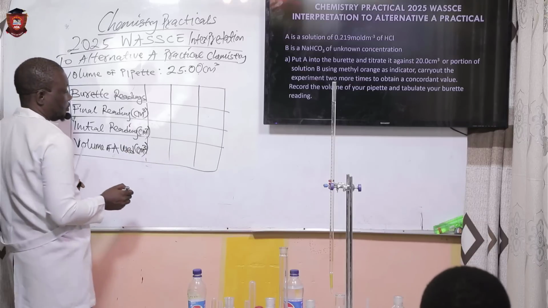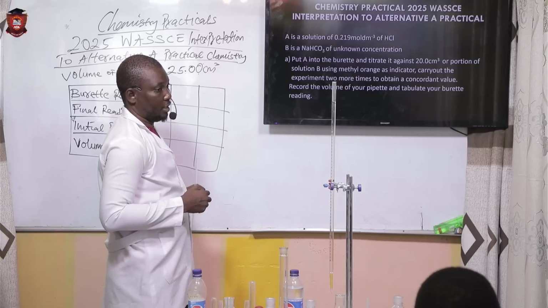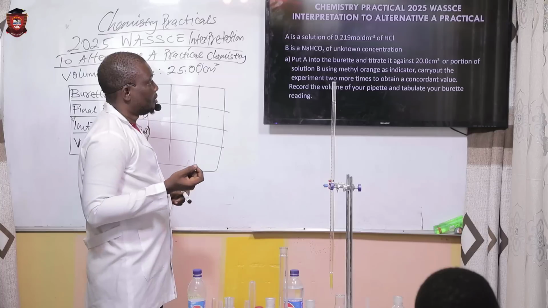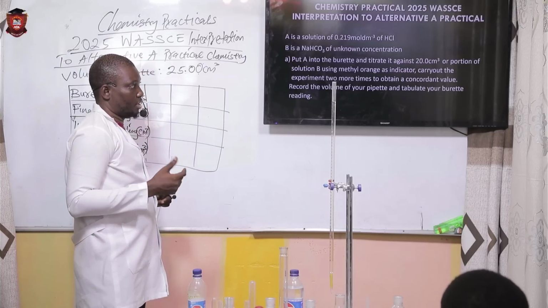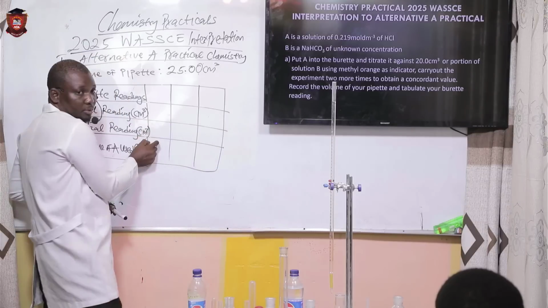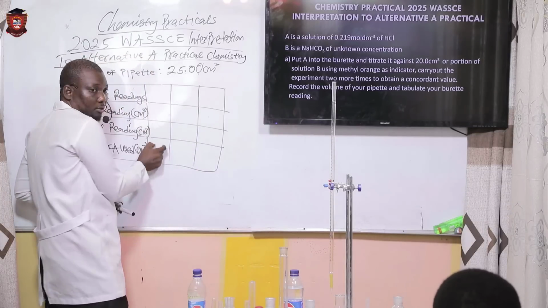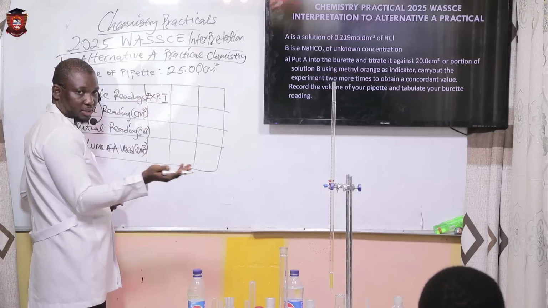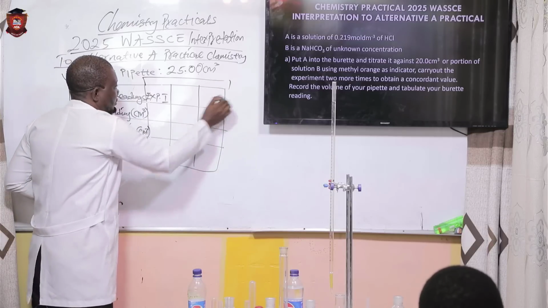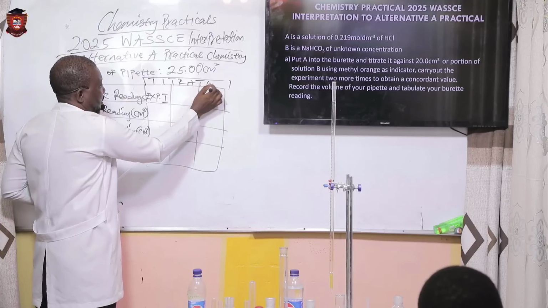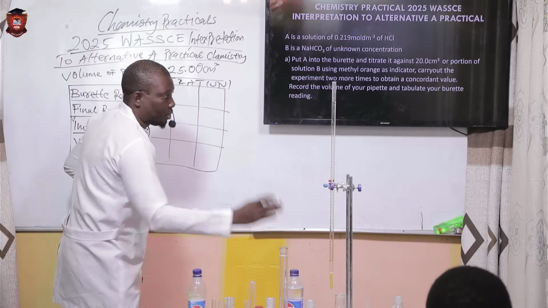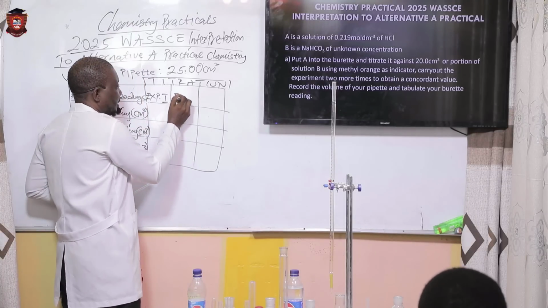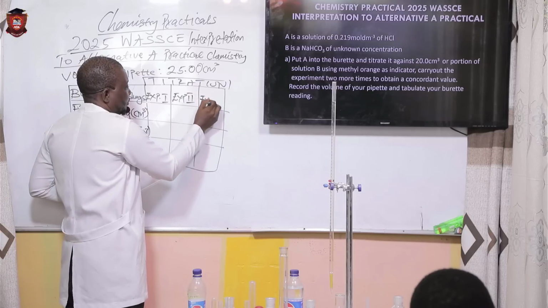So something like this. Like the question said, you should put A into the burette and titrate it against 25 of P using methyl orange as indicator. Carry out the experiment. So this column is for this one, and this column is for this one. Here is my experiment 1. What kind of experiment are we talking about here? Titration. So all these are titration experiments. This one is for the first one, and I say carry it out 2 more times. So this is going to be experiment 2 and experiment 3.